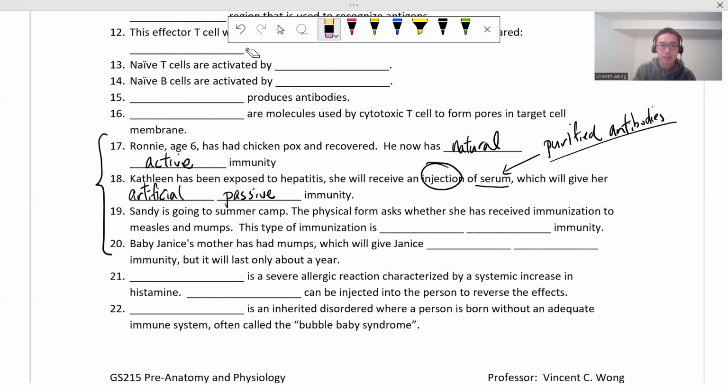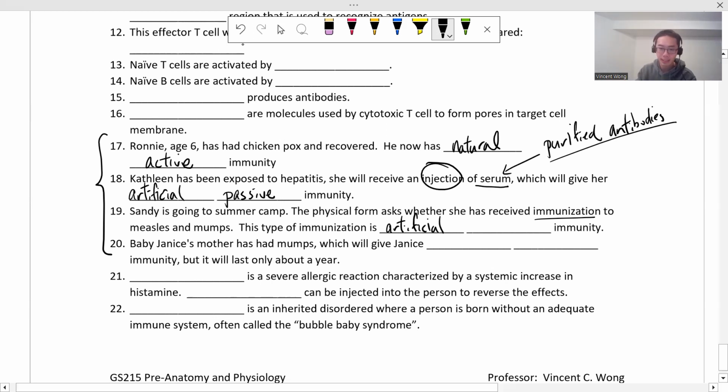Sandy is going to summer camp. The physical form asks whether she has received immunization to measles and mumps. This type of immunization, think about the yellow card for yourself or for your kids. That's an injection, so that is artificial. Passive or active?